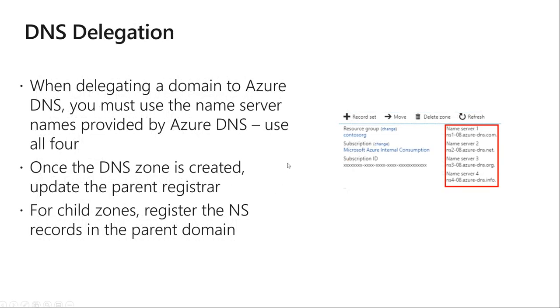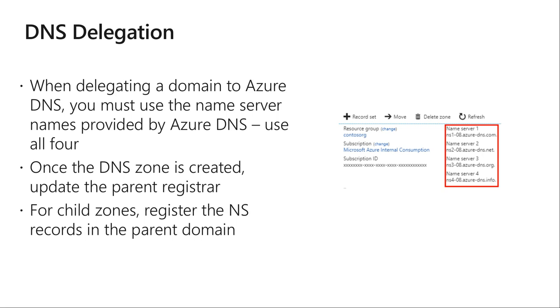DNS delegation. To delegate your domain to Azure DNS, you first need to know the name server names for your zone. Each time a DNS zone is created, Azure DNS allocates the name servers from the pool. Once the name servers are assigned, Azure DNS automatically creates the authoritative DNS records in your zone. The easiest way to see the name servers assigned to your zone is through the Azure portal.